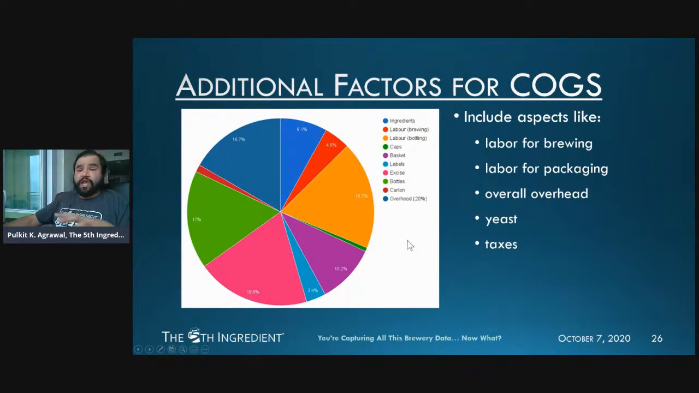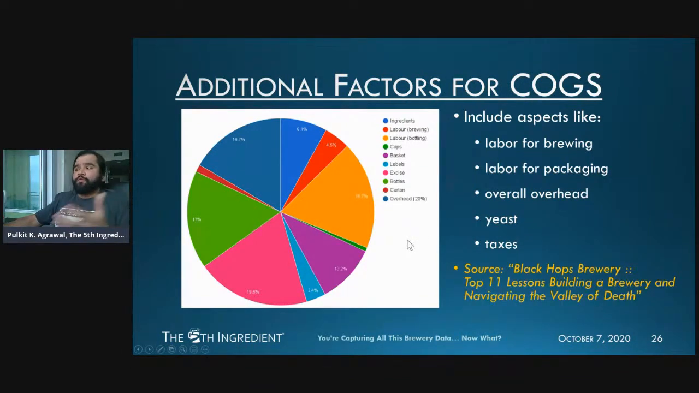And so like I mentioned, this diagram comes from one of our customers, Black Hops Brewery. Dan Norris, the CEO of that company, actually posted this really cool article on his blog, Top 11 Lessons for Building a Brewery and Navigating the Valley of Death. If anybody's ever interested, feel free to shoot me a message, or you can just Google this as well. Really good research and really good blog articles on thinking about scalability and just diving that all in together for cost of goods as well.